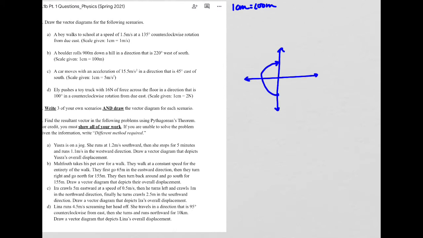Alright, so in order to be to scale, I have to do, it's almost halfway, there we go. So 9 centimeters. So this is 900 meters. So I have my magnitude, my direction, or I have my angle here. My angle is 220 degrees. And I have my arrow and my scale. So that is my complete answer for letter B.